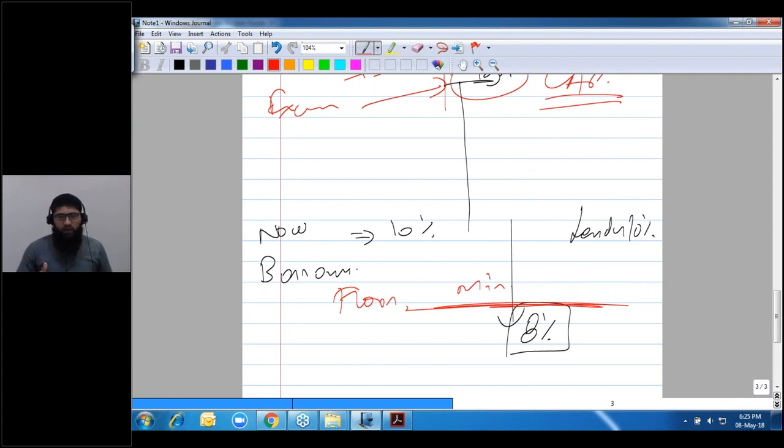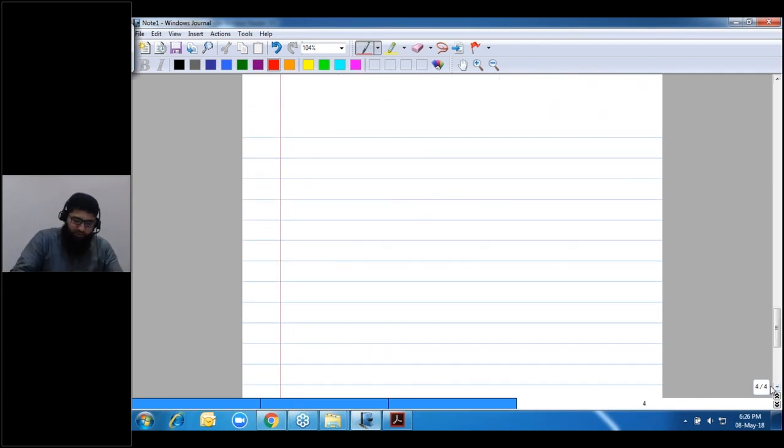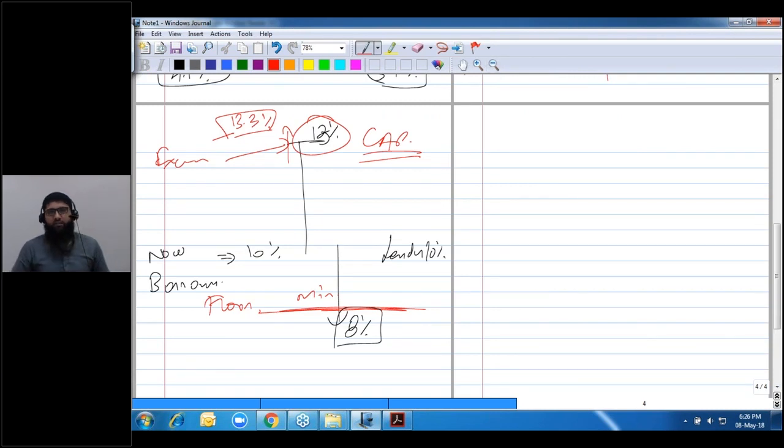So what's a cap? What's a floor? A borrower goes for a cap, and a lender goes for a floor, because the borrower wants to fix the maximum rate and the lender wants to fix the minimum rate. Now let's move forward. I'm going to repeat it again: the borrower wants to fix the maximum rate and the lender wants to fix the minimum rate.